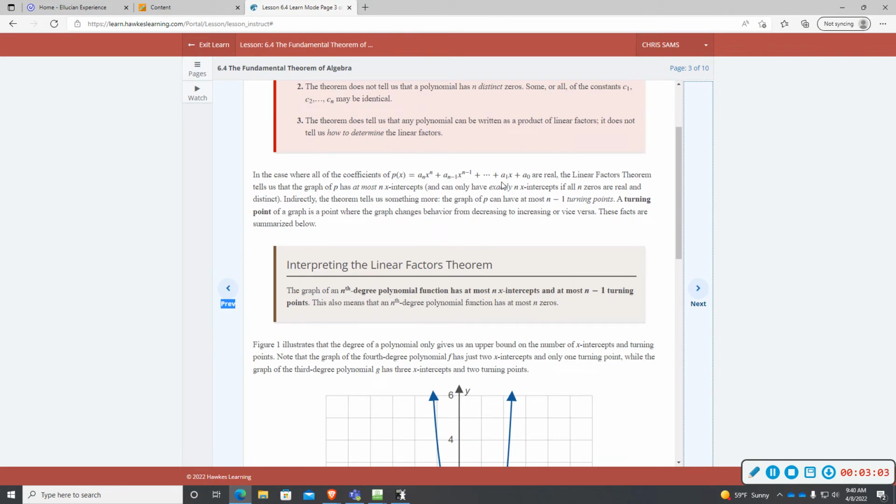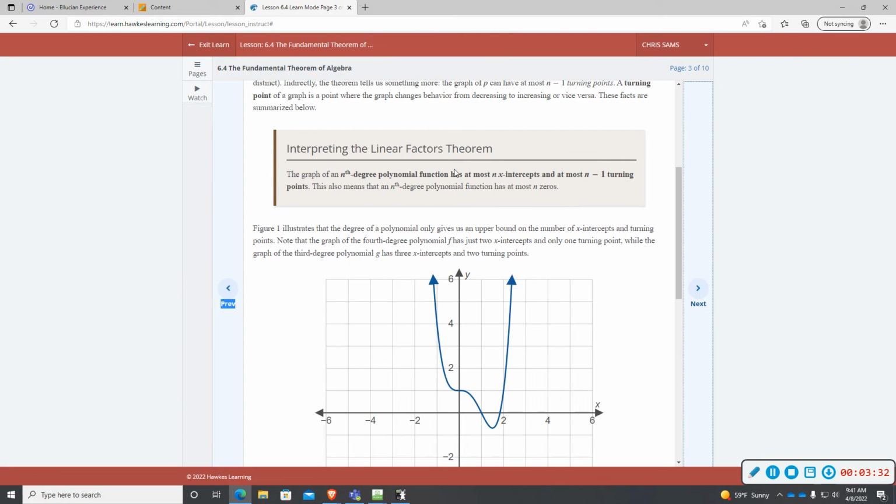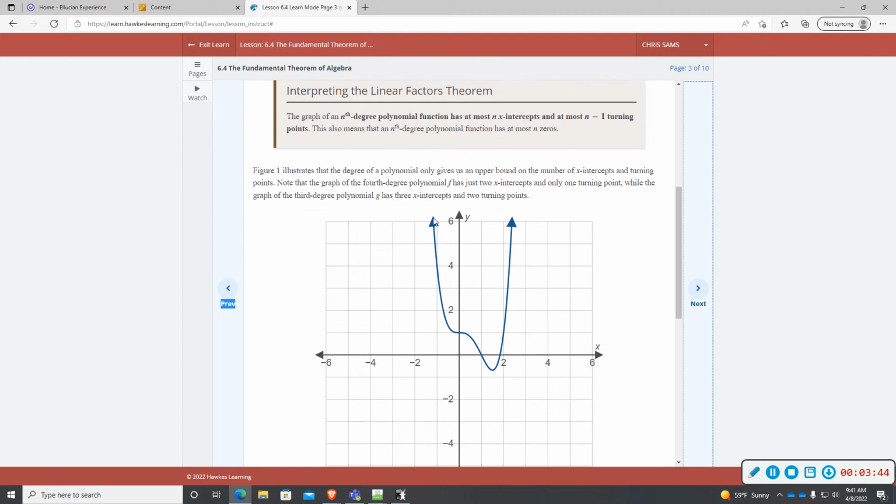All right, so here I would also note you might be asked to tell the number of turning points. Once you have a polynomial and you look at the largest exponent n, whatever its degree is, you will do n minus 1, and that's how many turning points your polynomial will have. So the number of turning points is your degree minus 1. This is telling you that an nth degree polynomial has at most n x-intercepts, so it tells you how many times it will cross the line at the most, and at most n minus 1 turning points.